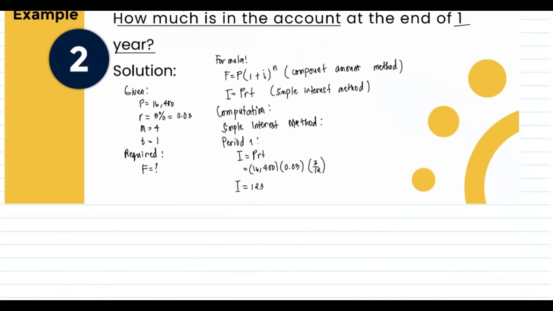And then, what we are going to do is we are going to find the new principal amount, because that's where we will get our interest again. Okay? So, for this case, F is equal to P plus I, or the future value is equal to the P plus I. So, it's going to be now principal, 16,400 plus 123, which is going to be F is equal to 16,523. So, that's our new principal.